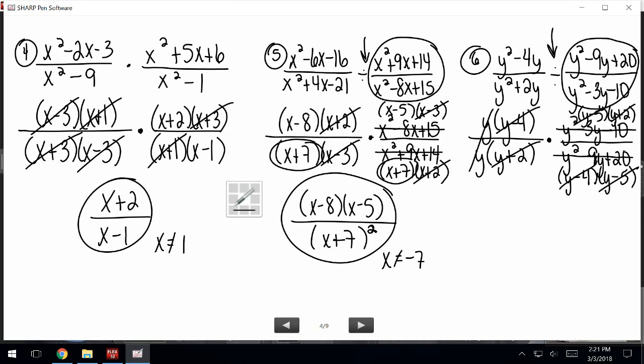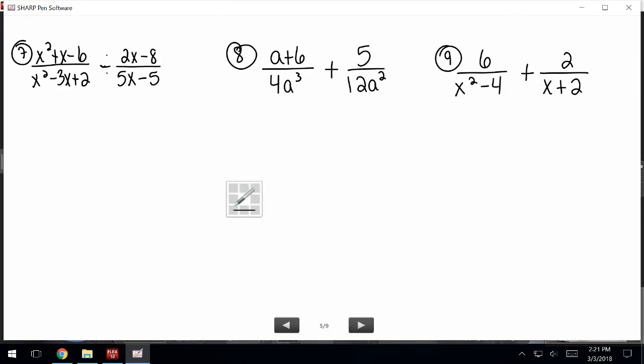And when you divide things, they leave you with 1, not 0. For example, 5 divided by 5 is 1. 11 divided by 11 is 1. X plus 2 divided by x plus 2 is 1. They don't cancel and give you 0. They cancel and give you 1, okay? All right, let's keep going.